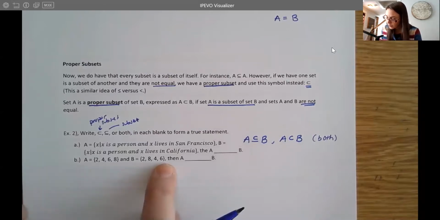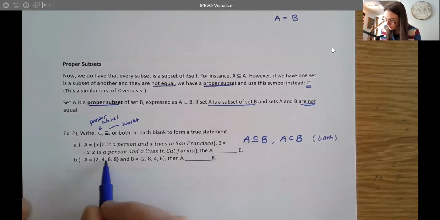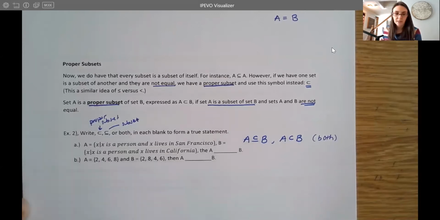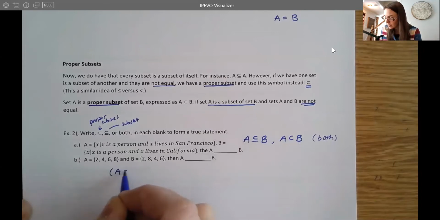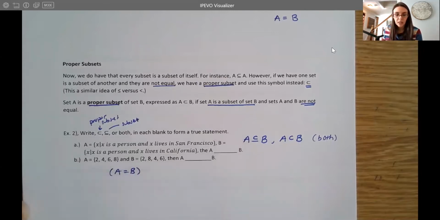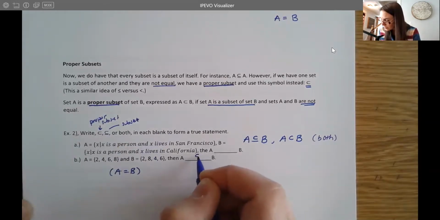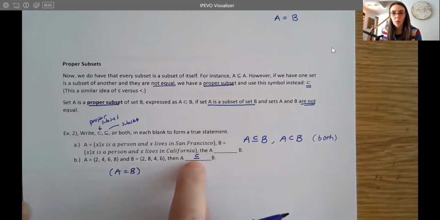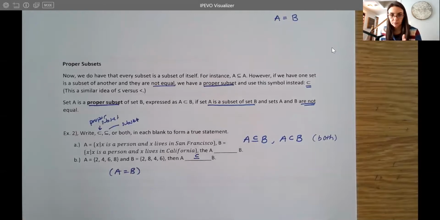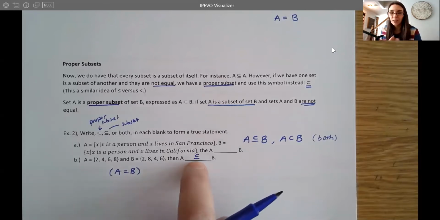For our second example, we have the set 2, 4, 6, and 8, and 2, 8, 4, and 6. Now, order doesn't matter for sets. And if you look, these are actually equal sets, right? So the elements in A are exactly equal to the elements in B. So the notation we could use here, if I want to use subset notation, is this one, because this one allows for equality as well. So again, it's like the idea of less than versus less than or equal to. Because these sets are equal, technically one is still a subset of the other. So we could use this notation, but really they're equal.